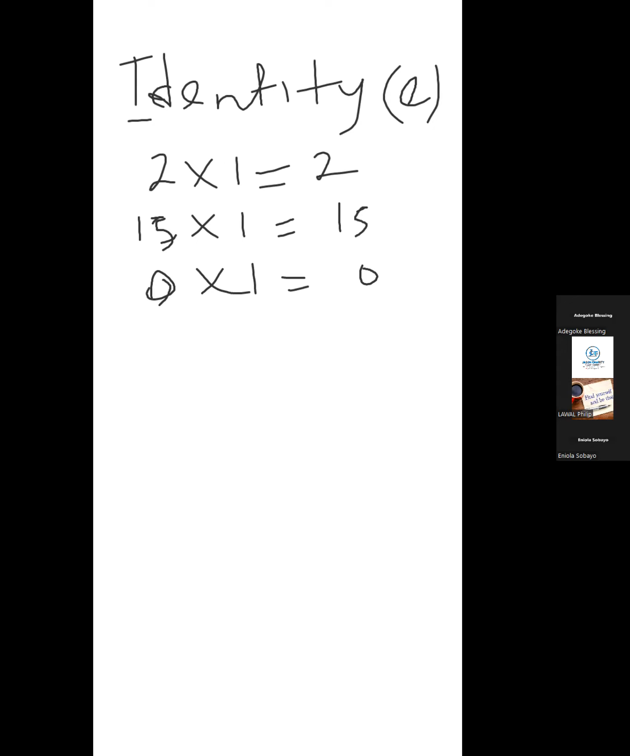Can you think of a number that can represent identity under addition? What is it that you can add to any number and you get that your number back? Addition. Is there any number?